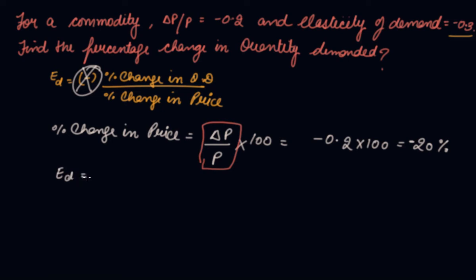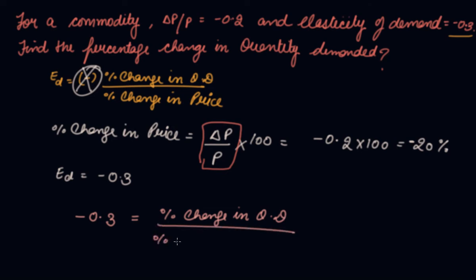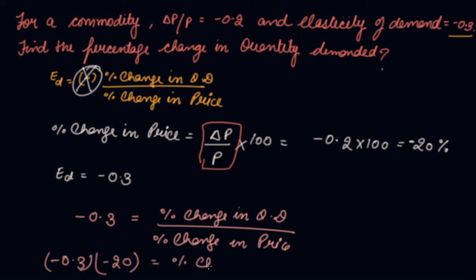Now elasticity of demand is given as minus 0.3. So we will put it into the formula and write the percentage change in quantity demanded to percentage change in price, which means minus 0.3 into this percentage change in price will come up, that is minus 20. So your percentage change in quantity demanded will be 6%. As the price has fallen, your quantity demanded will increase, so percentage change will be positive. So your quantity demanded increases by 6%. This is your answer.